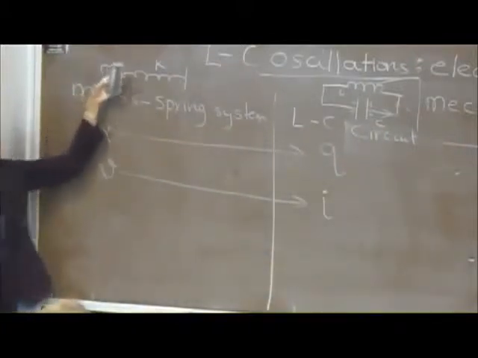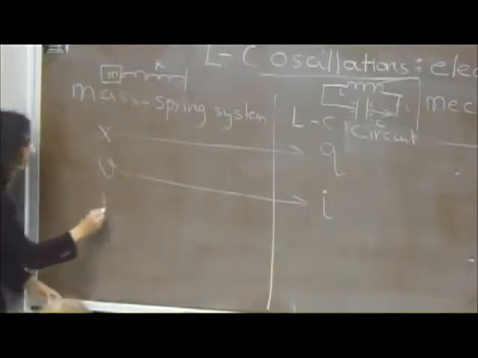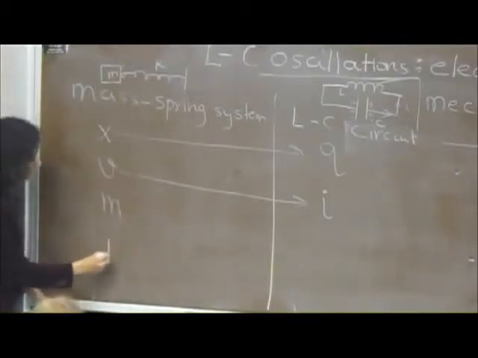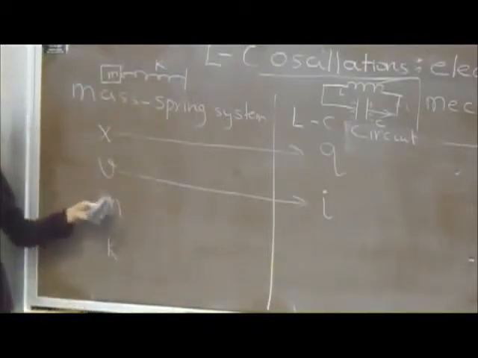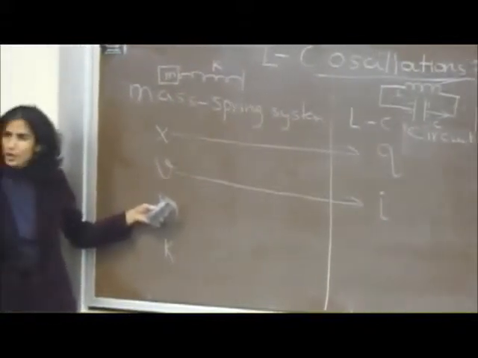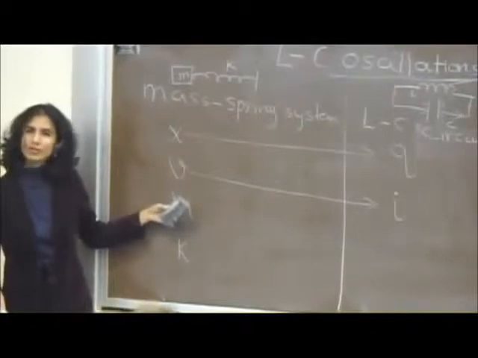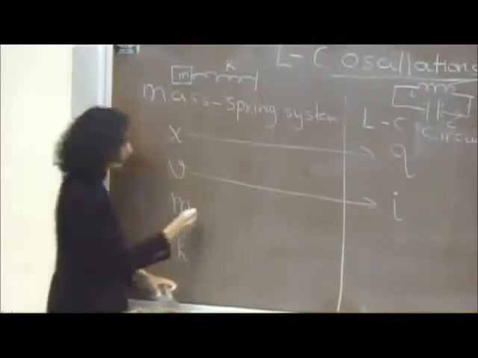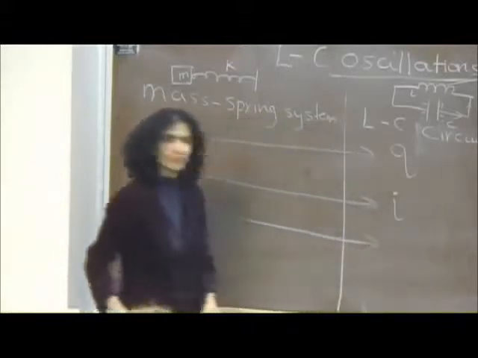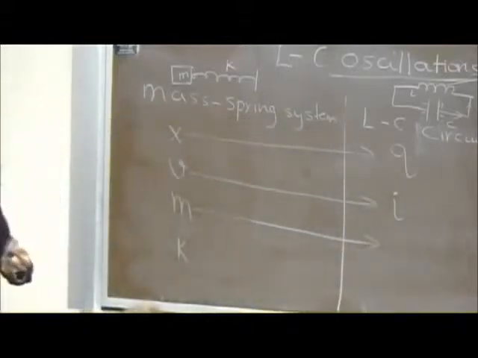Do you remember something about M and K? M and K were very important parameters for the mass spring system. Mass is a measure of inertia, right? The larger the mass of the system, the greater the force you have to apply to change its state of motion. What do you think will be the analog of mass for the LC circuit?